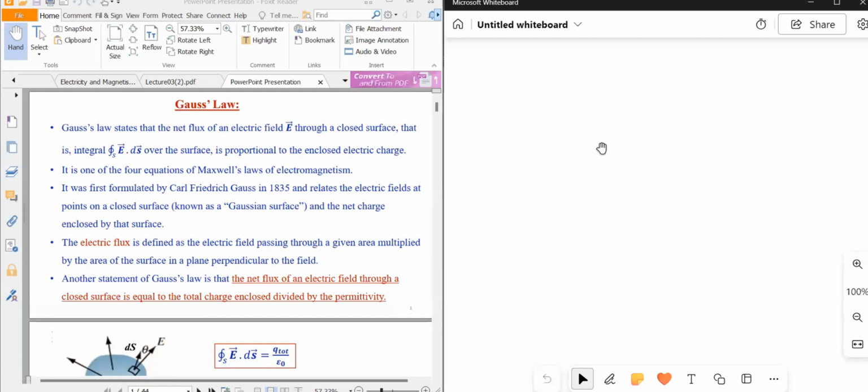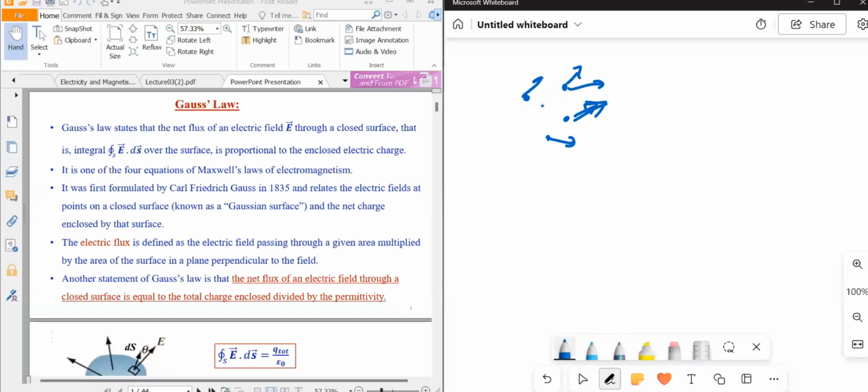Now, the first term here, the net flux. What is flux? Now, when we have electric charges, these will generate electric fields. That is what we discussed previously. With these electric fields, we can show each of these fields using electric field lines. So in a space, there will be so many electric field lines.